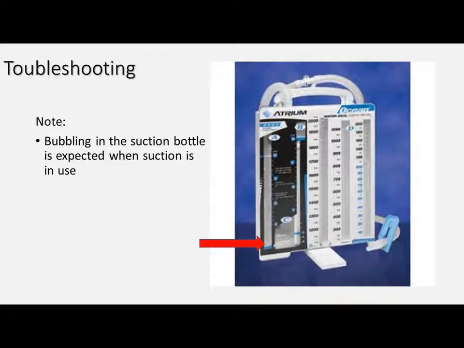If we are using suction, we will expect to see some bubbling through that suction bottle as air is pulled through the vent tube, so that's not something that we need to worry about. We're just mostly concerned about bubbling within the underwater seal bottle.